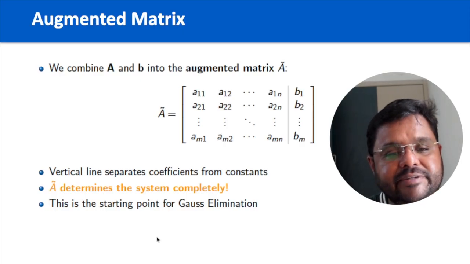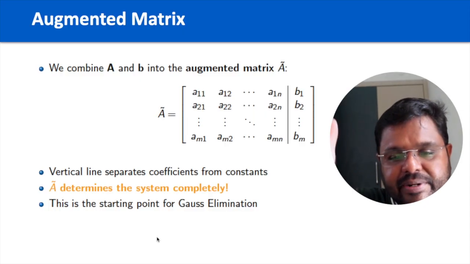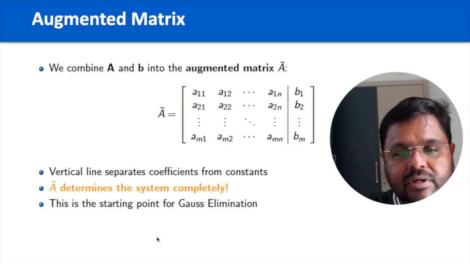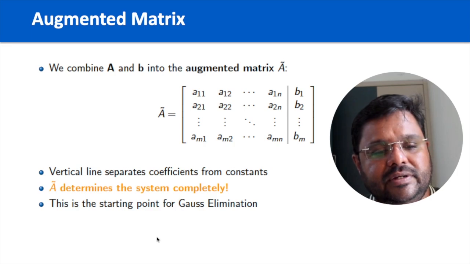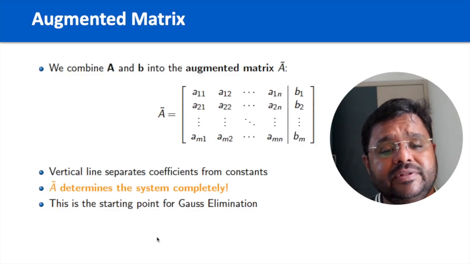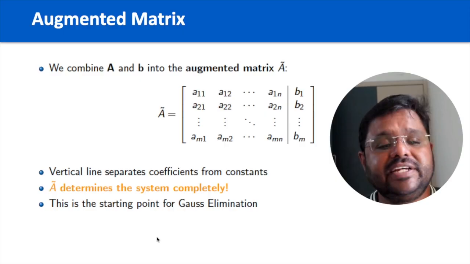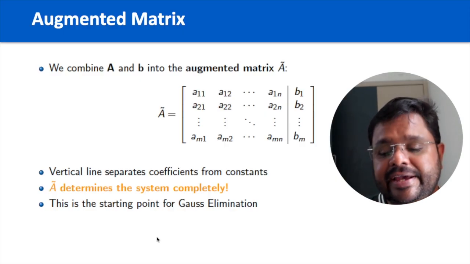We represent it by a tilde. So that vertical line separates the coefficient matrix and the right hand side constants. So actually writing this augmented matrix form is the starting point of the solution of the system of equations, which we will consider in the next video lecture. So this is the augmented matrix.